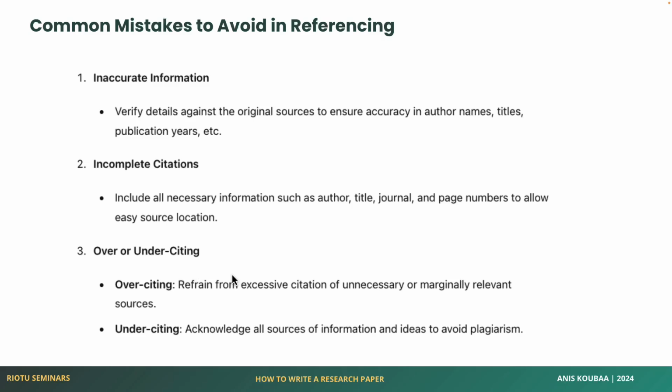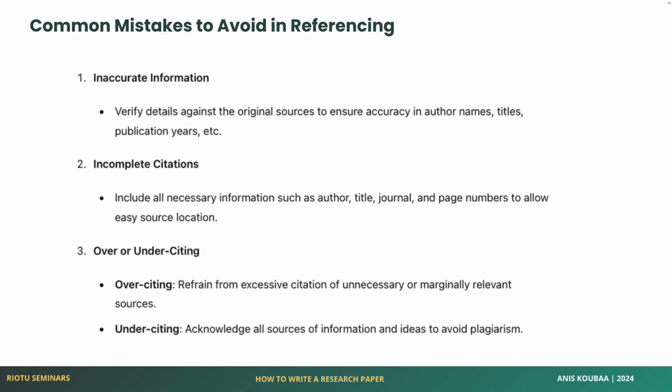Over and under citing. Okay, the number of citations per paper must be balanced. It depends on the length of the paper. For example, if in a conference paper you make 100 citations, this is probably going to consume like 3 pages or more. That's not common. So usually in a conference paper we can have maximum 20 citations, let's say between 10 and 20.